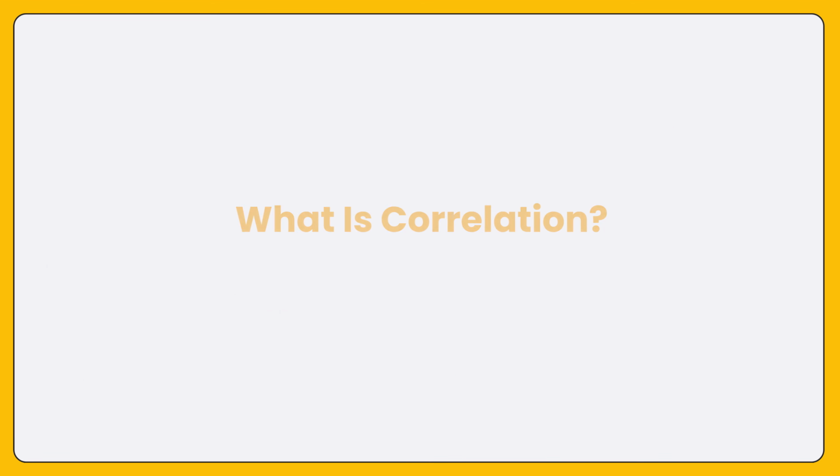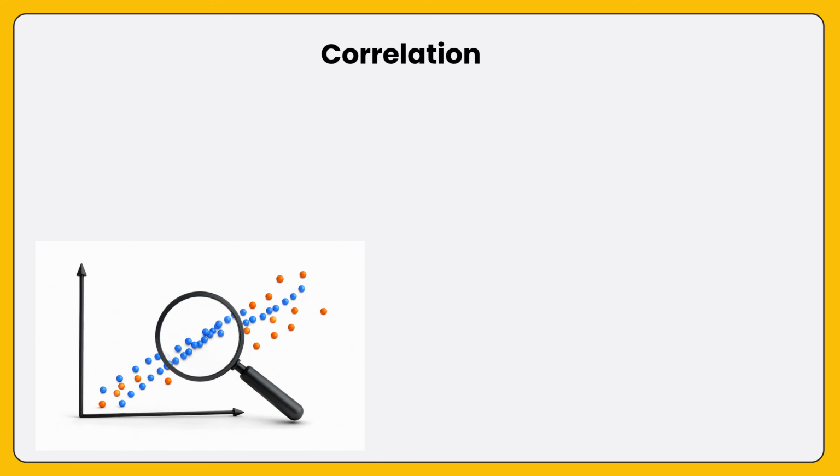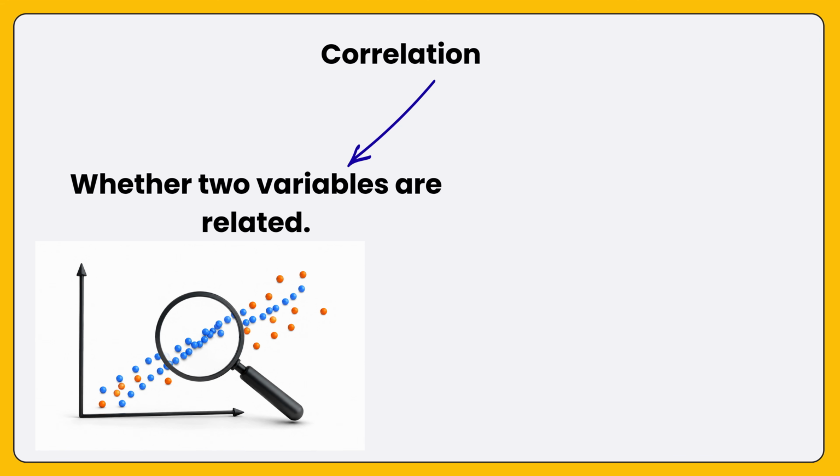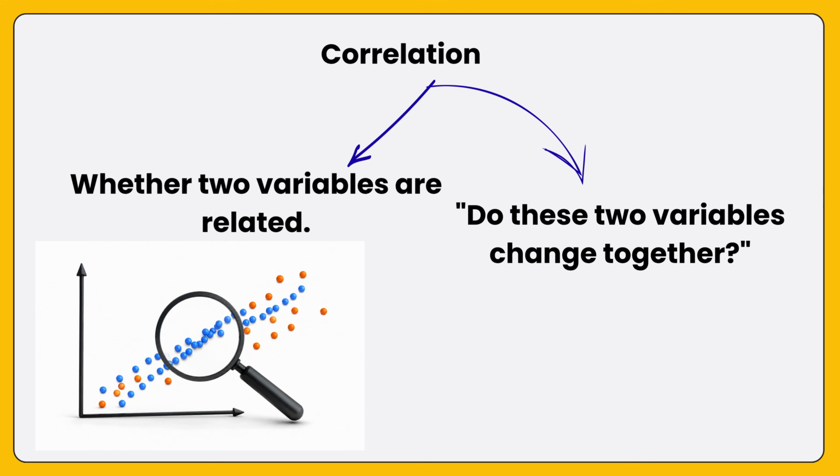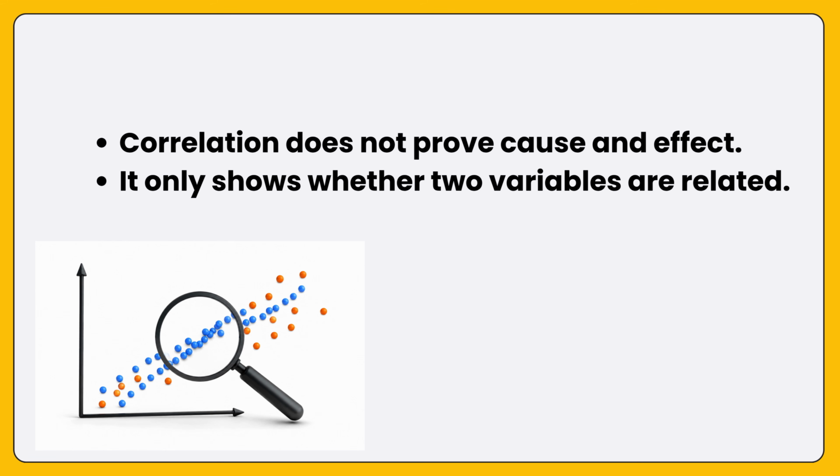What is correlation? Correlation is a statistical method that helps researchers find out whether two variables are related. Correlation answers only one question: do these two variables change together? It does not tell you that one variable is changing the other. It only tells you whether there is a relationship between them.